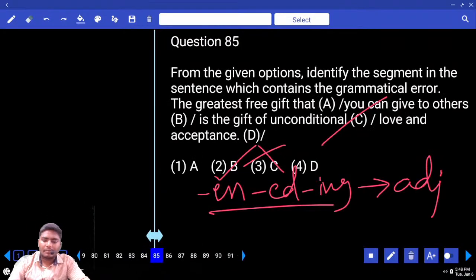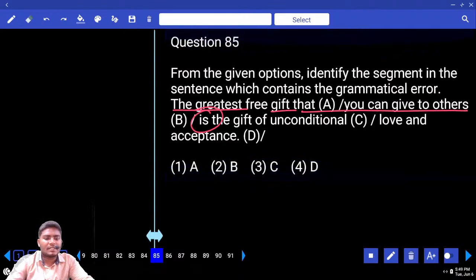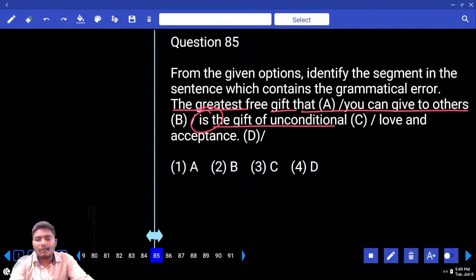Next, move to 85. Error. The greatest free gift that you can give to others is the gift of unconditional love and acceptance. First of all, the greatest or a greatest? The greatest. Why? Superlative degree, the greatest. The greatest gift that you can give to others. What is that greatest gift? Is the gift of unconditional love and acceptance.